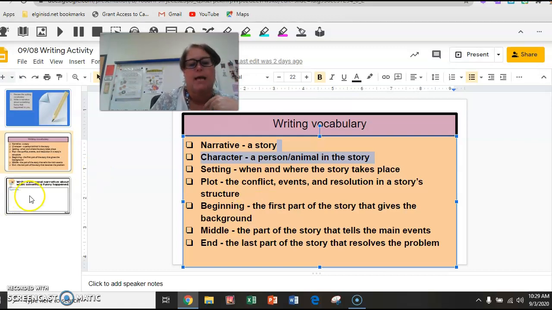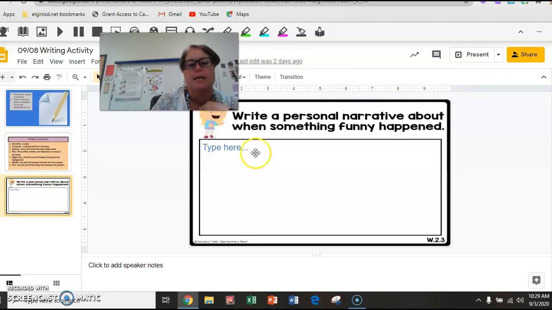And right here on this next slide in your assignment, it says write a personal narrative about when something funny happened. And all that means is you're going to write a story. Remember, a narrative is a story about some time in your life when something really funny happened to you. If I was going to write this story, I would write about this summer when I went to SeaWorld with my grandson. I would start off the story in the beginning by saying, me and my grandson Jet went to SeaWorld this summer. And then I would just talk about all the events that happened at SeaWorld.